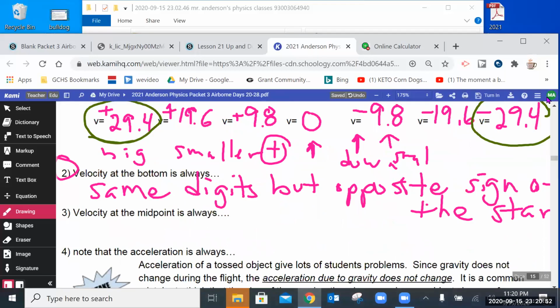The velocity at the midpoint is always 0. Now, that does not mean that it's hovering there for a moment. It's not like the cartoons where the coyote is floating in the middle of the air before he starts to fall. It is only for an instant, not a length of time.